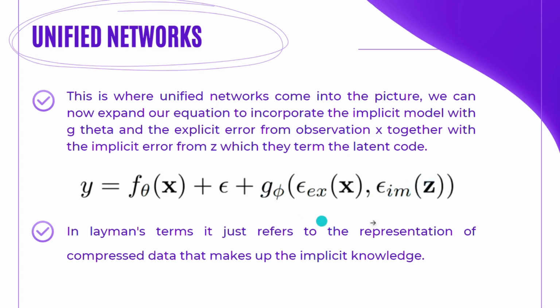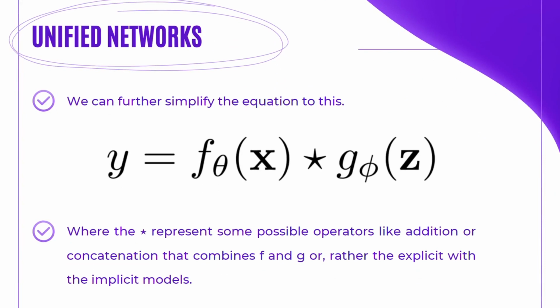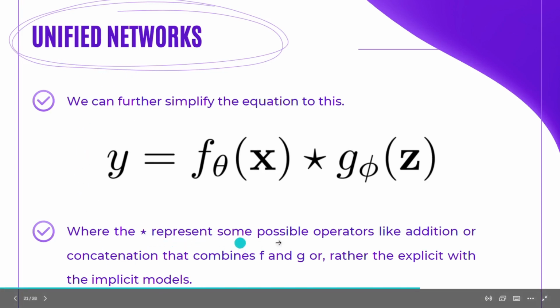And by adding this new term into the previous equation, we can integrate implicit knowledge or implicit deep learning into explicit knowledge. So in layman's terms, it just refers to the representation of compressed data that makes up the implicit knowledge. We can further simplify the equation to this. So by using f theta of x, then we use an asterisk to represent different operations, and g phi of z. And by combining these two, we get an output y, which is going to be our unified network, where the asterisk represents some possible operators like addition or concatenation that combines the explicit and implicit knowledge, which is represented by f and g.